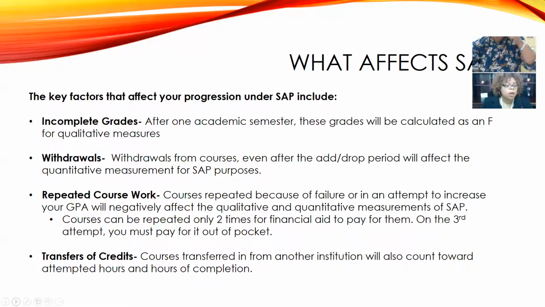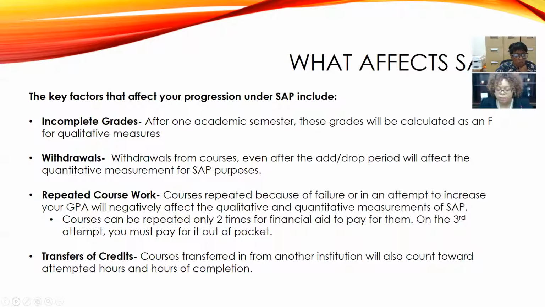Next, withdrawals. Various things may occur, such as a family emergency, or again, due to the COVID outbreak, you may have had to withdraw from some courses. But course withdrawals, even after the drop/add period, will affect your quantitative measurement for satisfactory academic progress, okay? So again, keep withdrawals to a minimum because they do affect your satisfactory academic progress and your overall eligibility for financial aid.